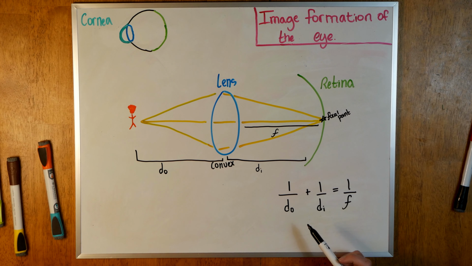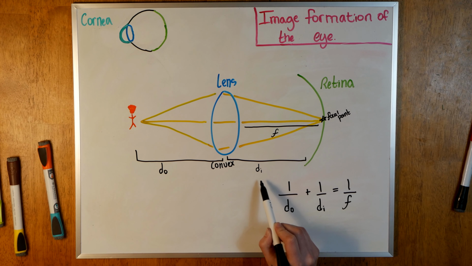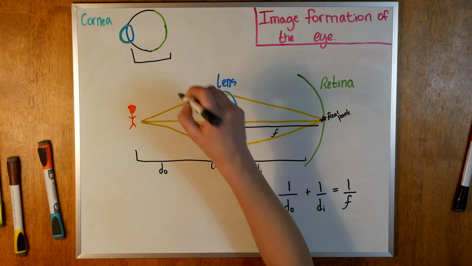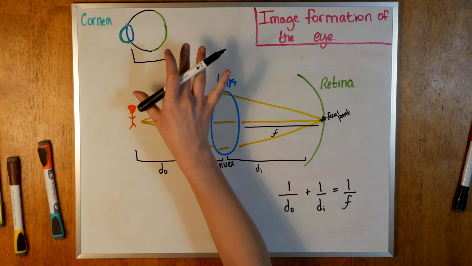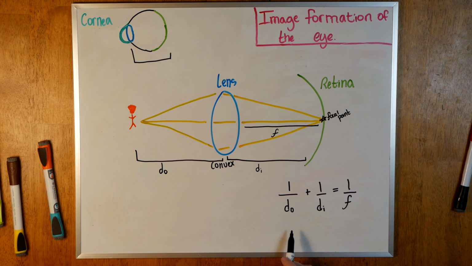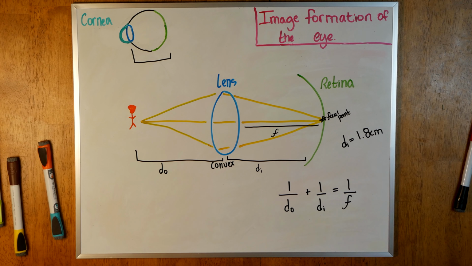Something else that is interesting with the eye is that di, or the distance of the image, does not change. Because if you think about it, your eye cannot get fatter or thinner. Your eye has a set shape, which means the distance of the image also always has a set distance, which, if you are curious, is usually about 1.8 centimeters.